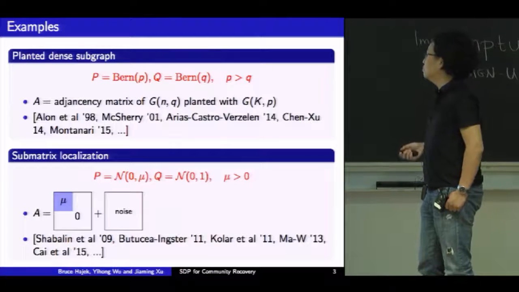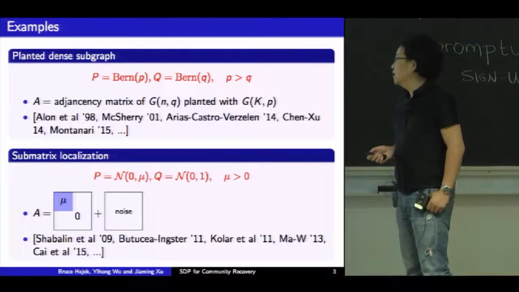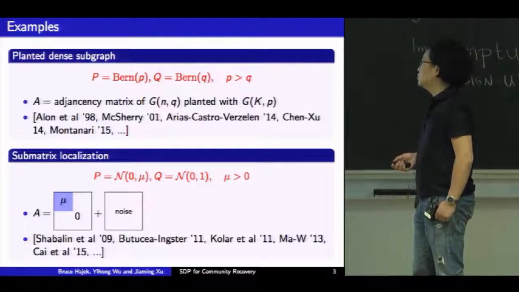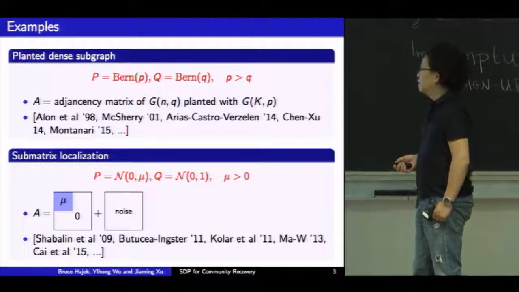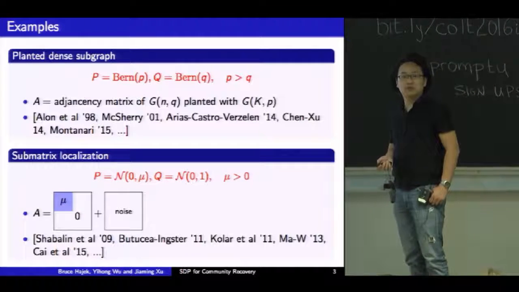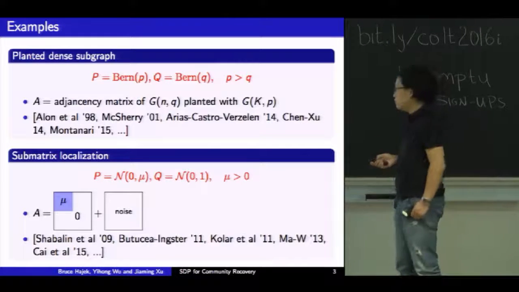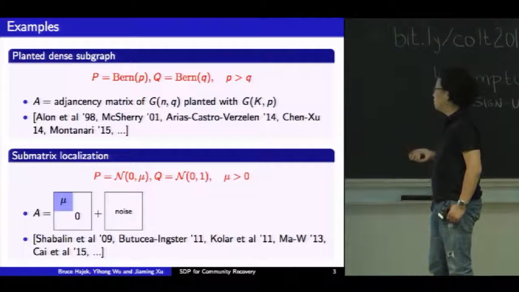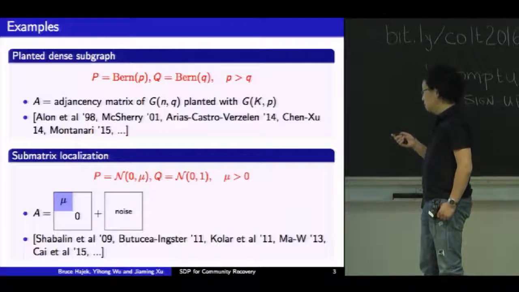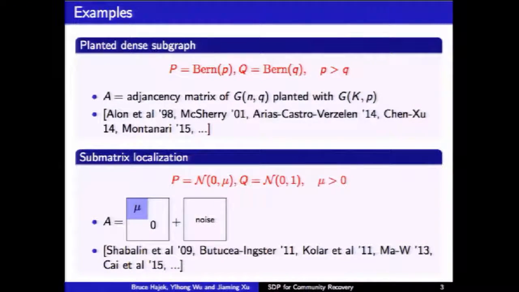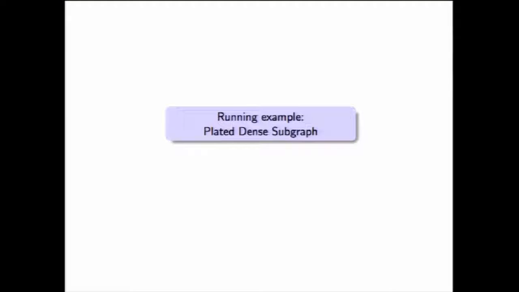And another one is when P and Q belong to the Gaussian family. In other words, what you're observing is the true matrix, which is a rank 1 matrix plus noise. So the entries corresponding to the cluster will have an elevated mean, otherwise zero mean. And again, this is another problem which has received quite a lot of attention due to its statistical and computational limits in various regimes. For this talk, I will use the planted dense subgraph problem as a running example.